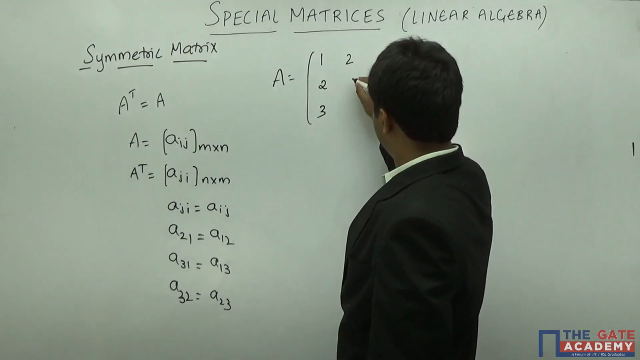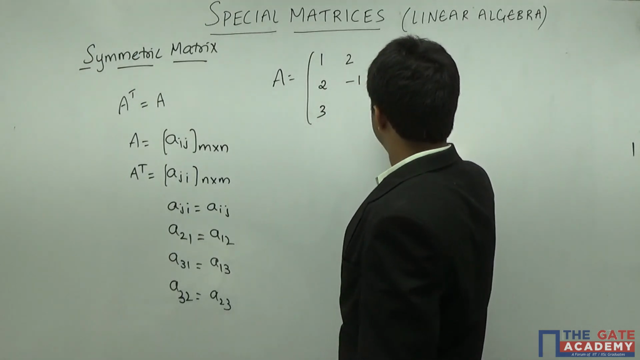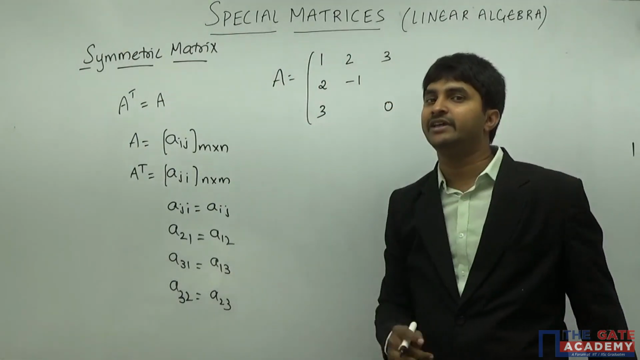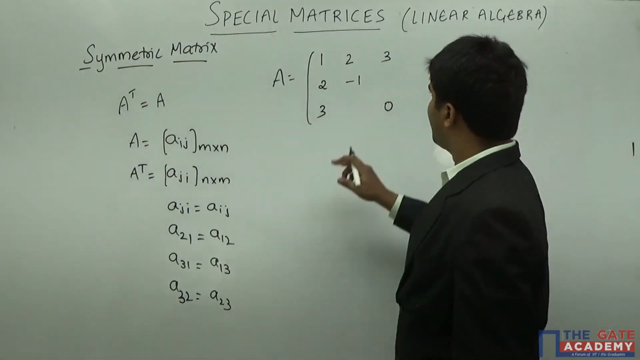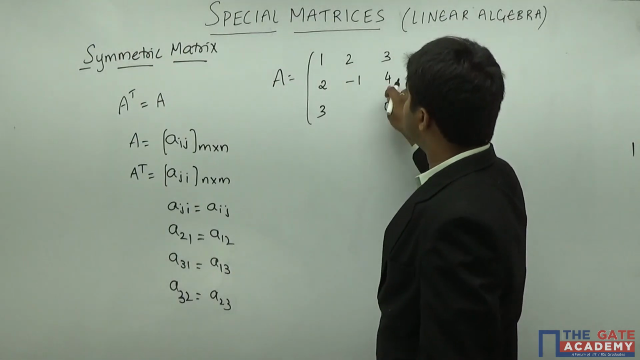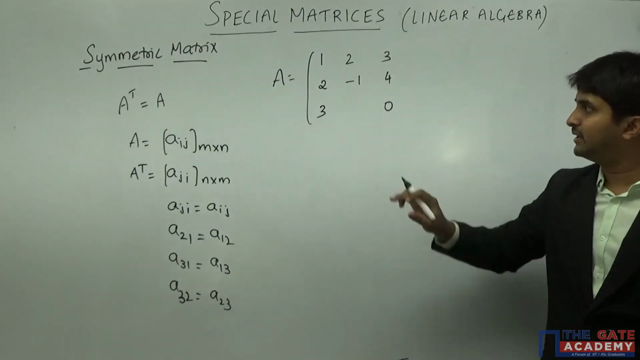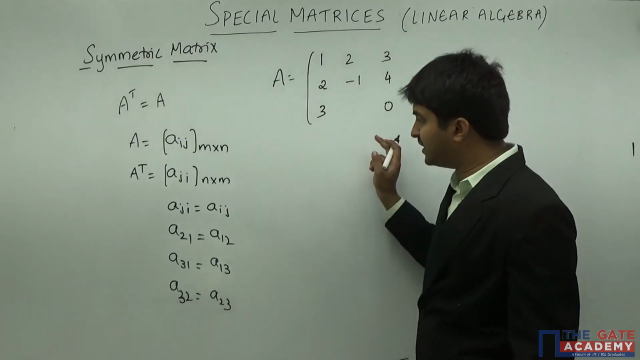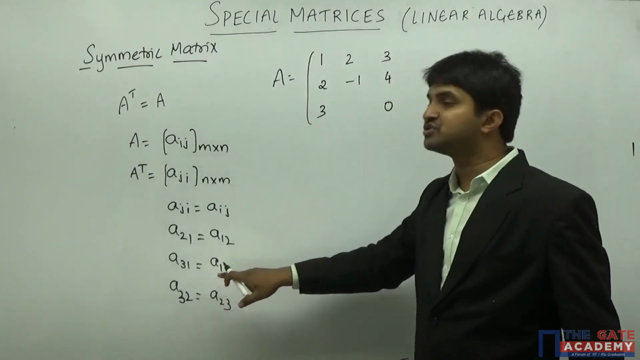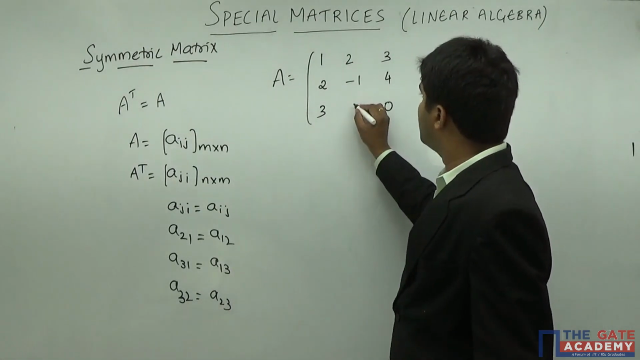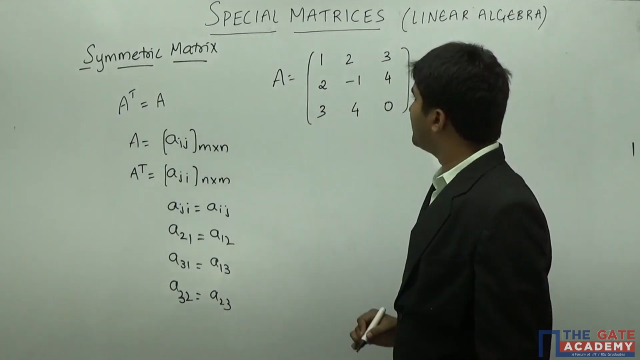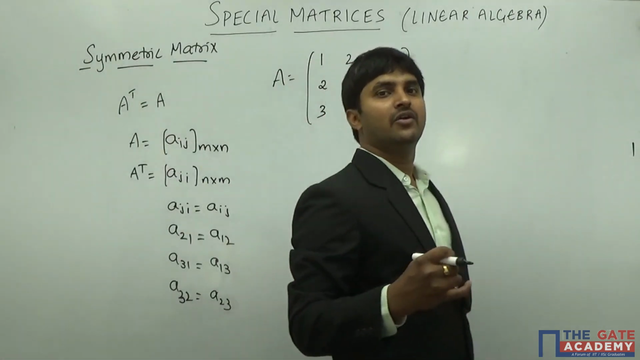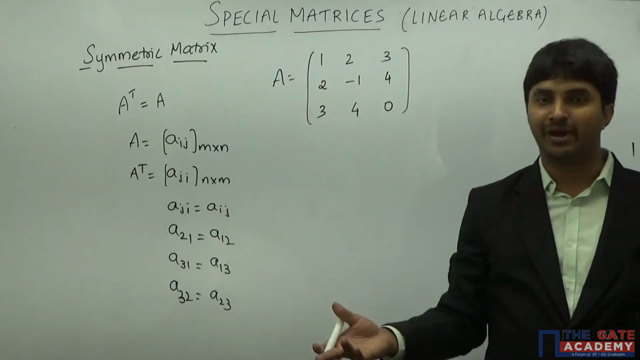Now, if you observe here, minus 1, 0, it doesn't matter, there is no restriction on the principal diagonal elements in the case of a symmetric matrix. Now, the moment I write this value as 4, what is this element? This element is nothing but the second row and third column, so A23. And we know that A32 is equal to A23. So if I write 4 here, here also you're going to have 4. In this way, I can simply write the symmetric matrix. A symmetric matrix is nothing but when you apply the transpose on a matrix, you get the same matrix.